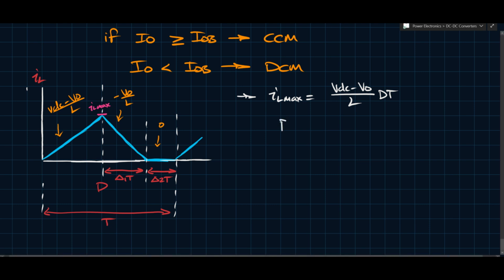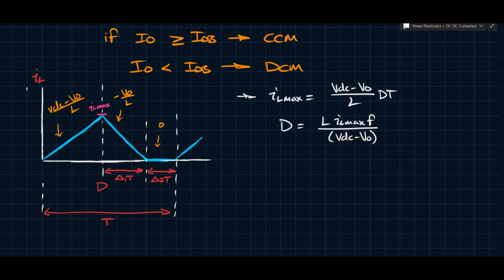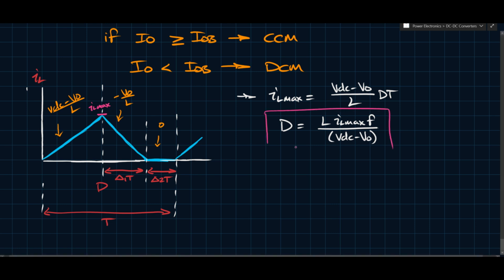And if I rearrange this, I'll get that D is equal to L IL max times F over VDC minus VO. I'm going to write it in terms of frequency because we often work in terms of frequency and not periods. So this is one of the equations that I want to work with. Maybe we can call this equation 1.